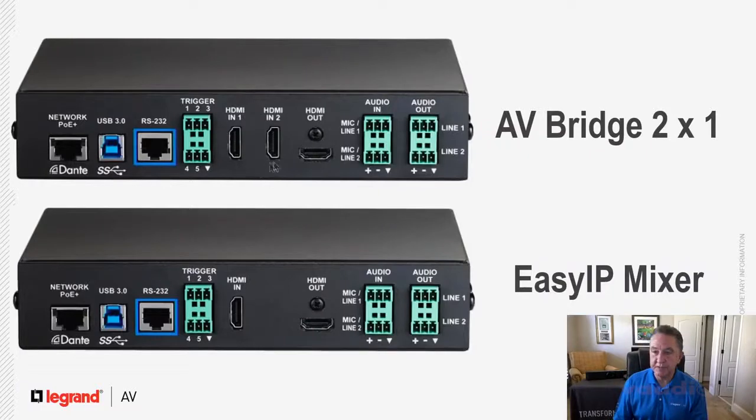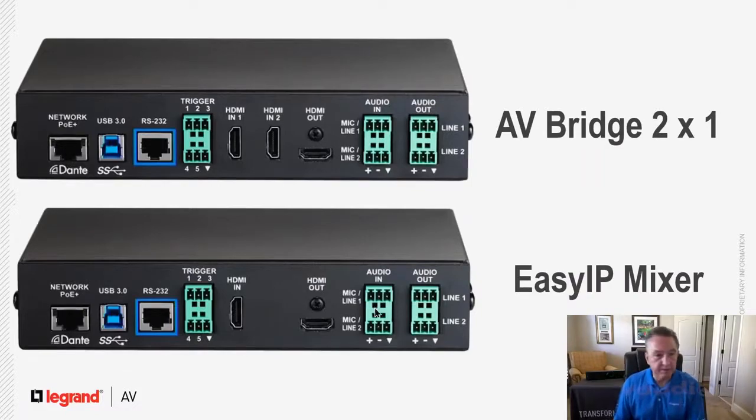AV Bridge 2x1 has two HDMIs, EasyIP Mixer has camera inputs from the IP stream from the network. So they're EasyIP cameras from Vaddio. And then there's one HDMI in to use for your computer. Dante the same, audio, all the audio ins and outs, including Dante, macros, everything I did today will work on the EasyIP Mixer or the AV Bridge 2x1 exactly the same.